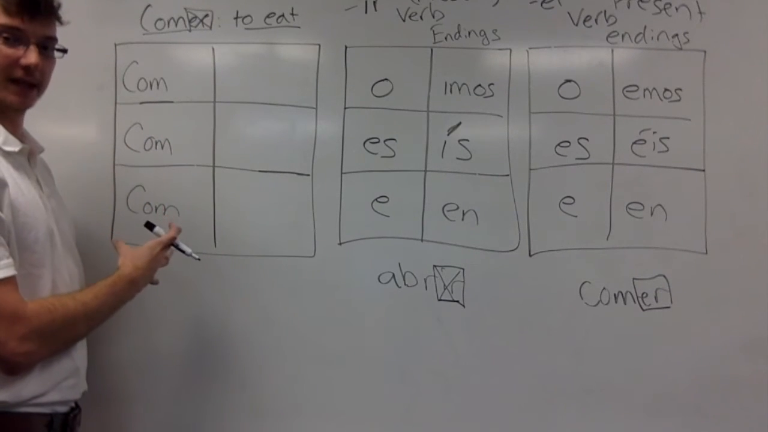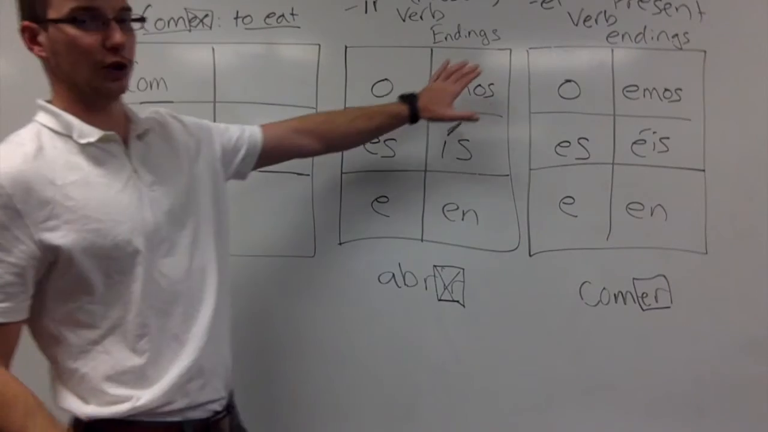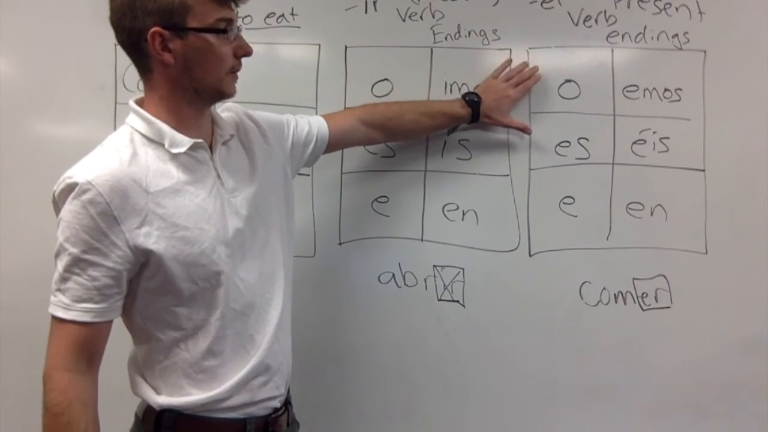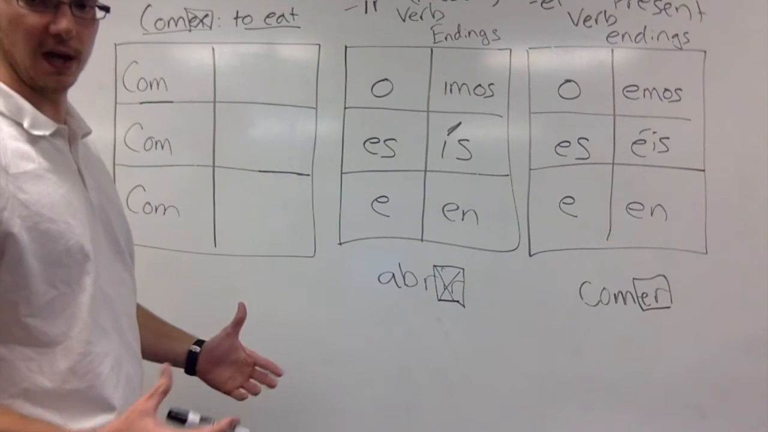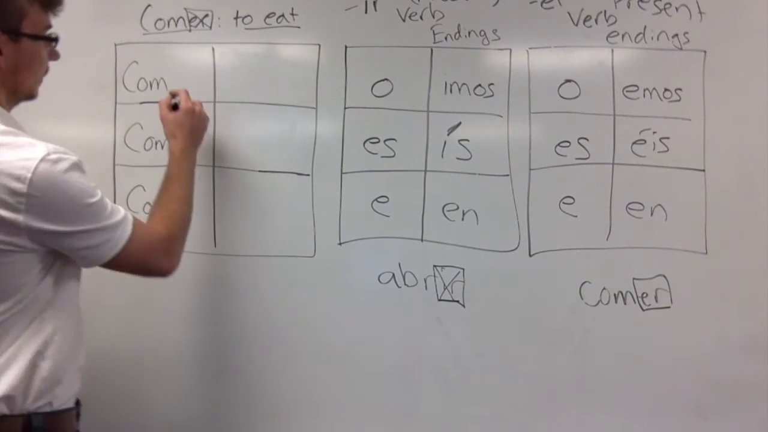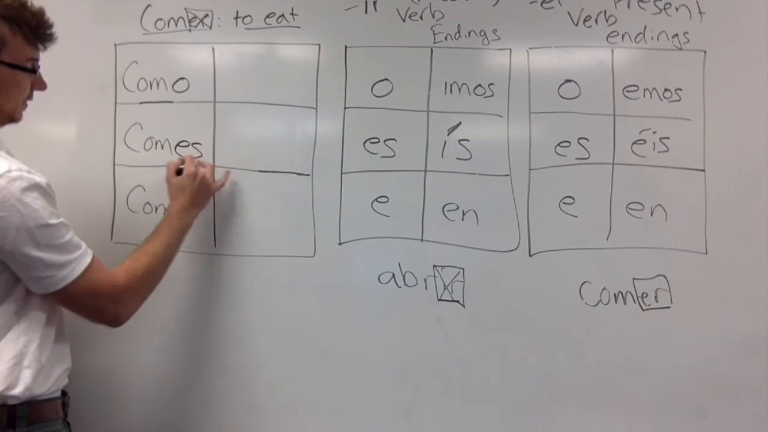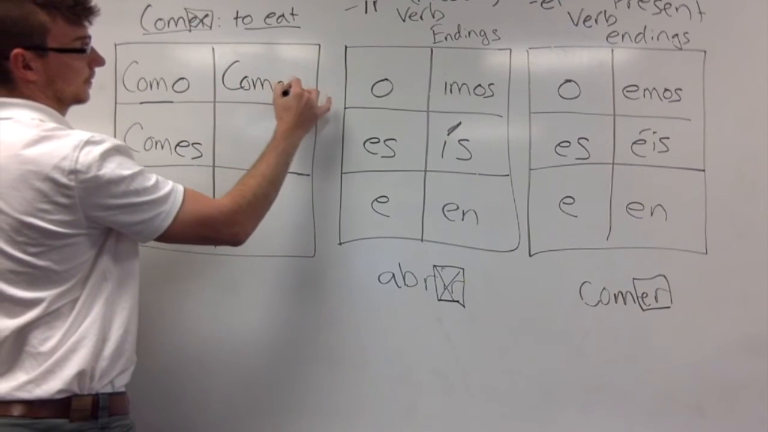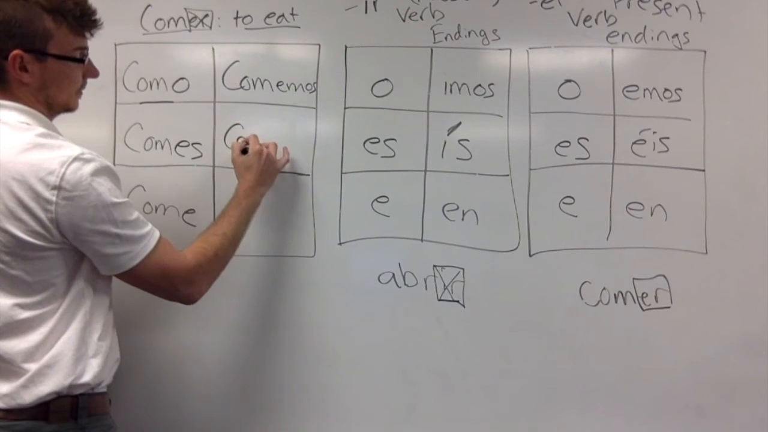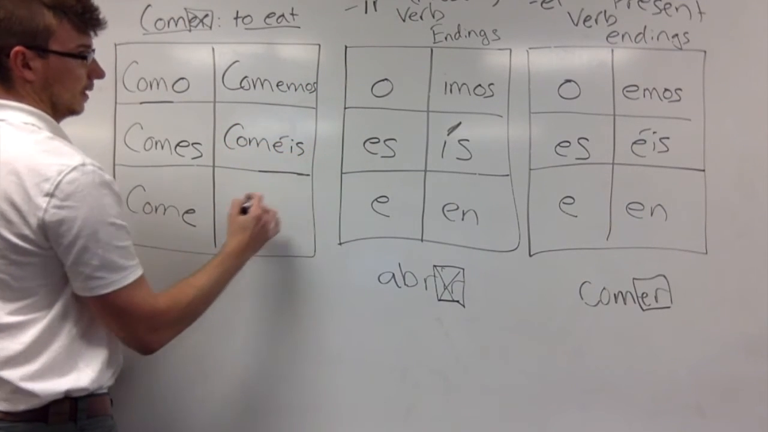Okay, let's deal with that left column first, and let's apply our new ER verb endings in the left column. The O, the ACE, the A. Let's apply that to the stem or the root, and then we'll have conjugated the verb. Como, comes, come. Next column, comemos, coméis, and then comen.